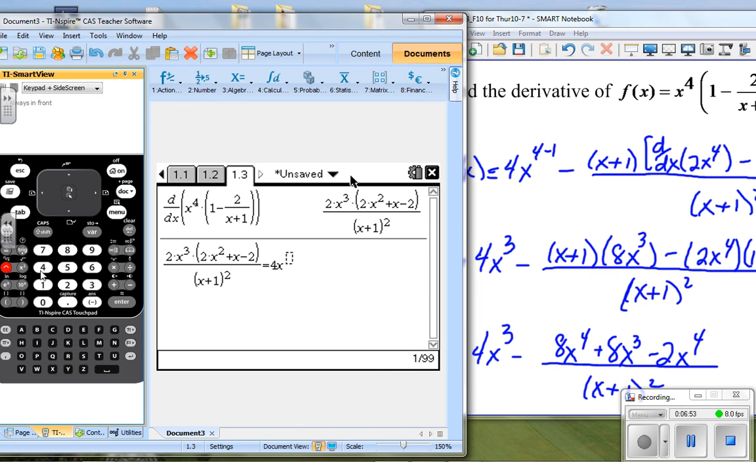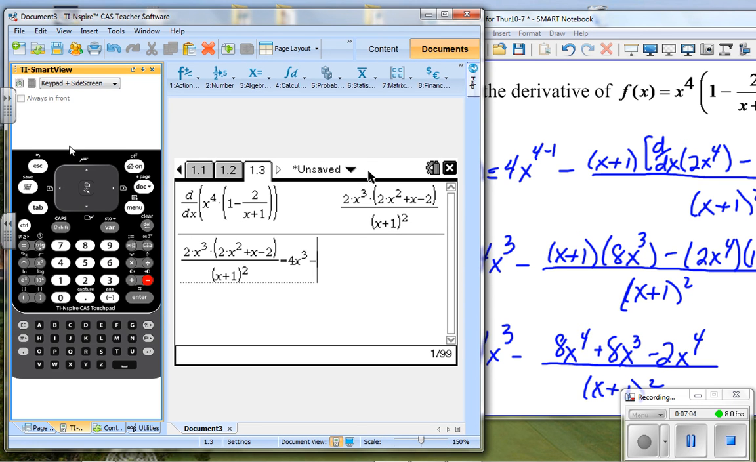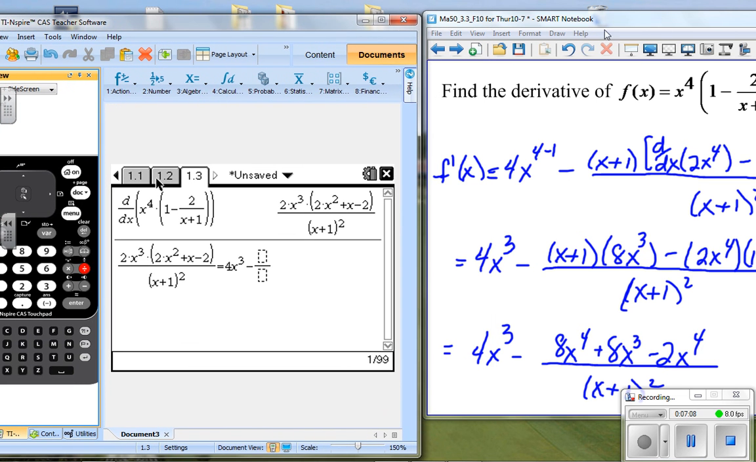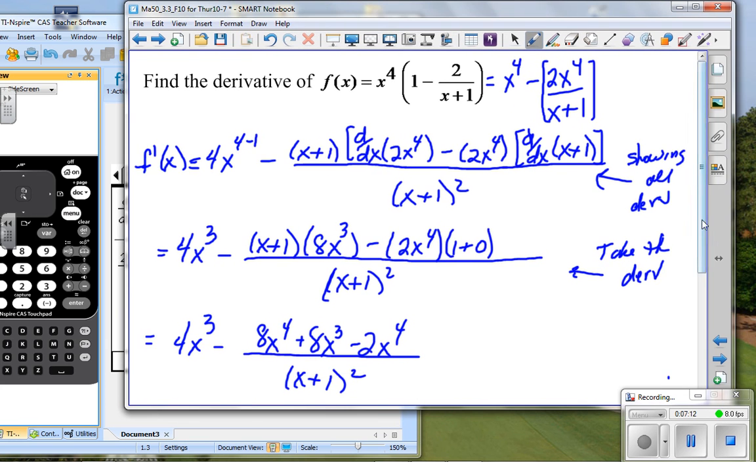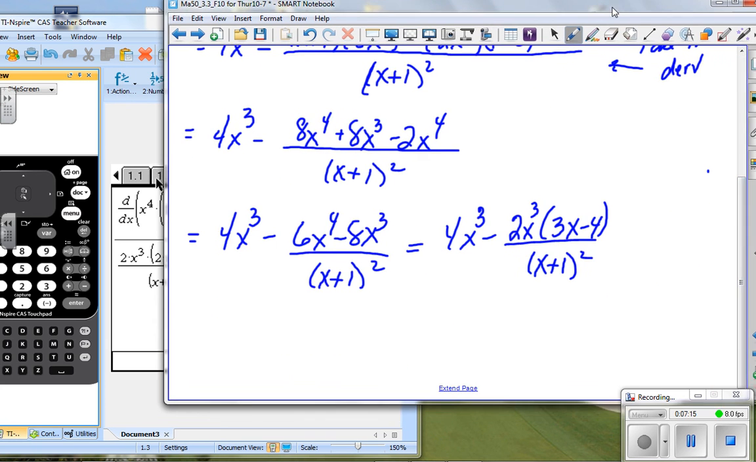4x cubed minus, and then we need a fraction, and let's see here. Our final answer was down here.